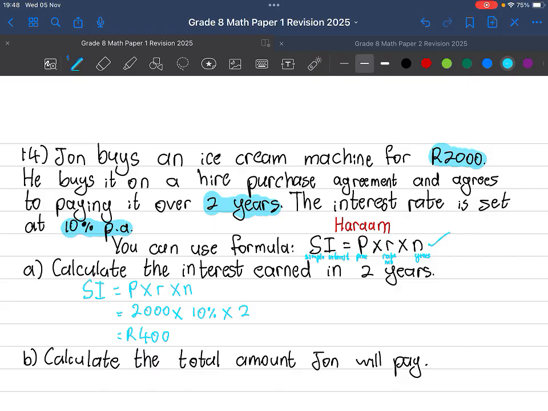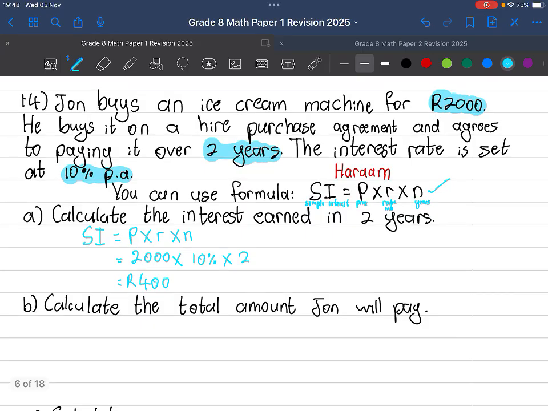Now, calculate the total amount John will pay. Now, this is an interesting question. They're saying that he's going to pay 2000 Rand for an ice cream machine, but interest works where you are being charged money for borrowing money. So you're not going to just pay back 2000. You're going to be paying back an amount of 2000 plus the 400 interest that you've calculated in the previous question, and that's going to be 2400 Rand. So John is paying back 2400 Rand with the original amount and the interest amount.